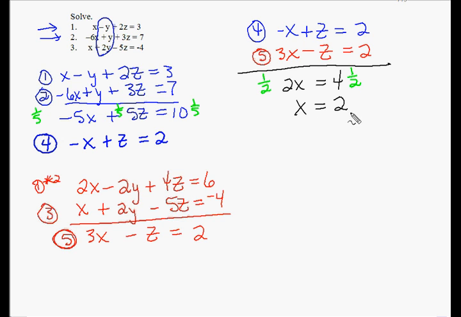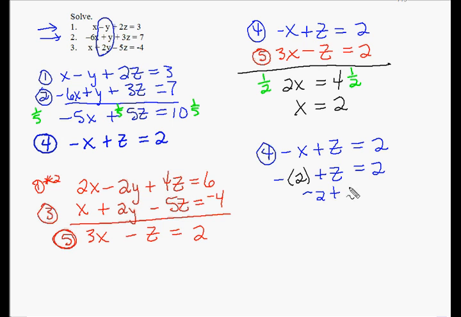The first coordinate of the ordered triple for the system of equations, x, has the value 2. Let's go back to equation 4. And here in equation 4, if we put in the value x is 2, we can solve for z. Negative 2 plus z equals 2. Solving this by adding positive 2 to both sides of the equation, we have z equals 4.